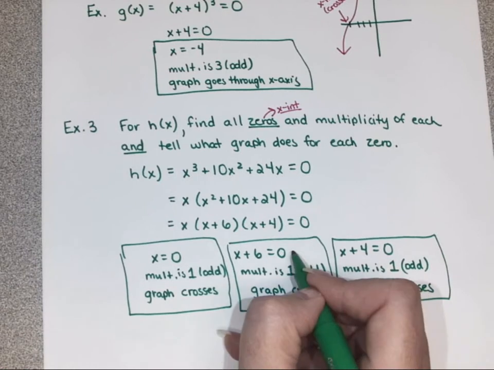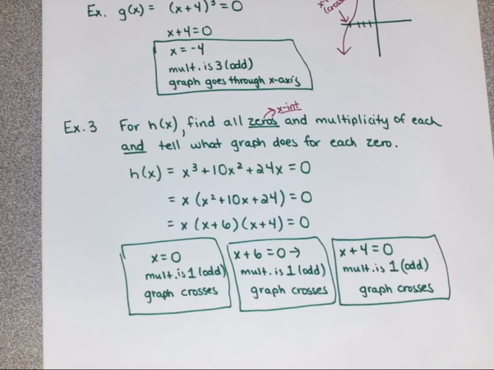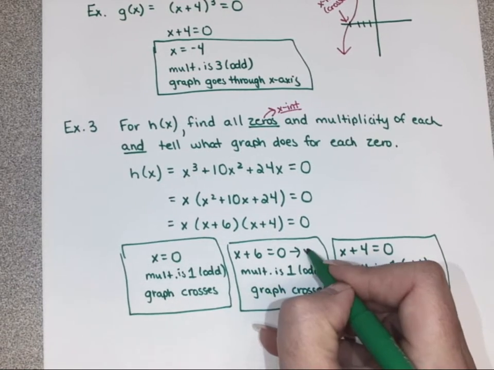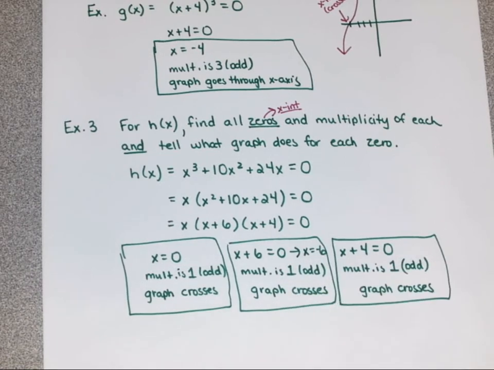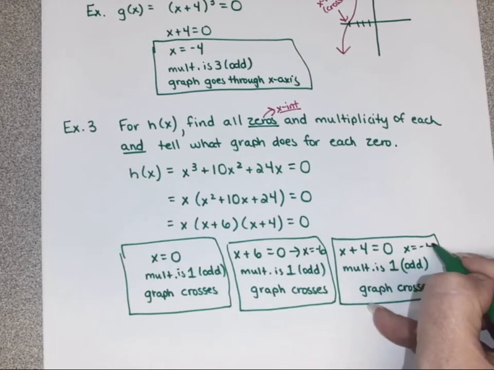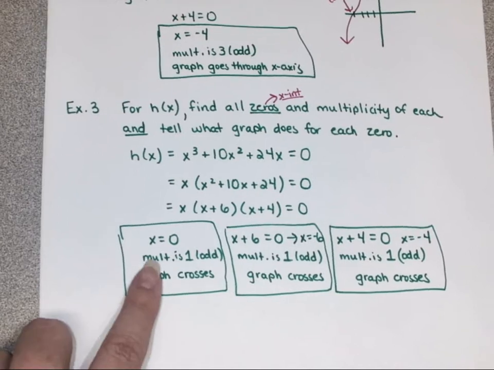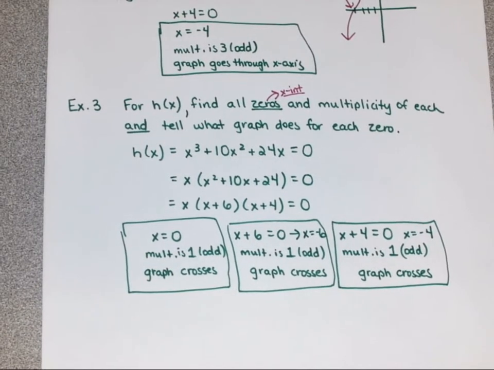I guess I really should have finished this one out. What would this root actually be? I just didn't write it. It would actually be x equals -6, right? And this one would actually be x equals what? -4. Okay, this one was already finished, so that's why I kind of hastily looked at the other one.